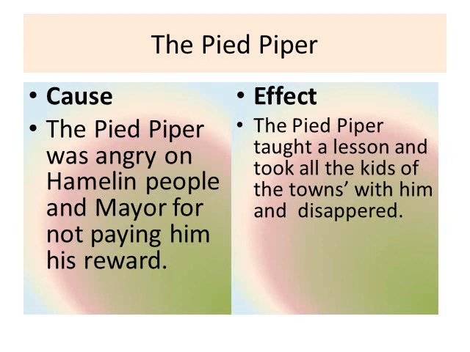So now you can see that as he was angry, he taught a lesson to the mayor and the town. So in this way, there can be many causes and effects in a story. So you can find more causes and effects and you can write them in a rough copy.